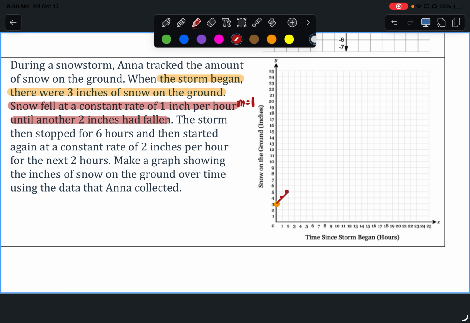Then, the storm stopped for 6 hours. So what does that tell us we need to have? A straight line for 6 hours. So 1, 2, 3, 4, 5, 6.